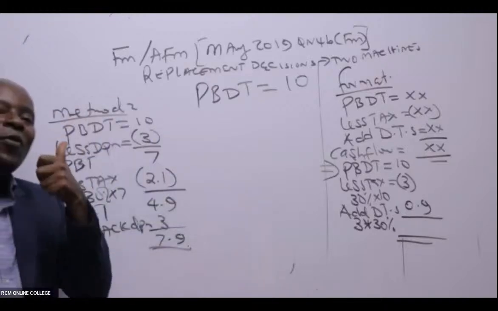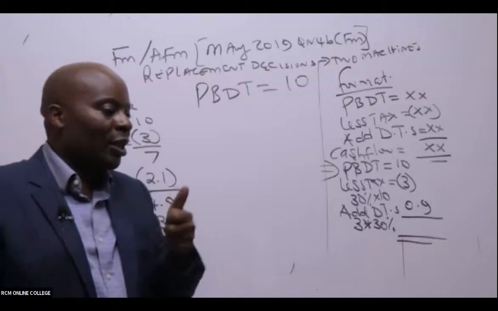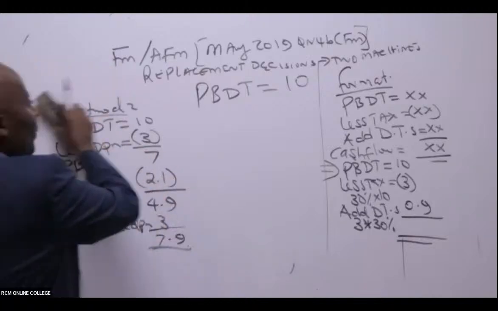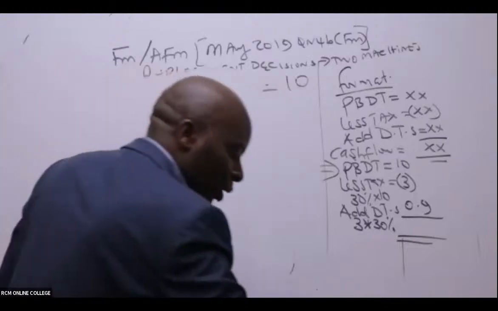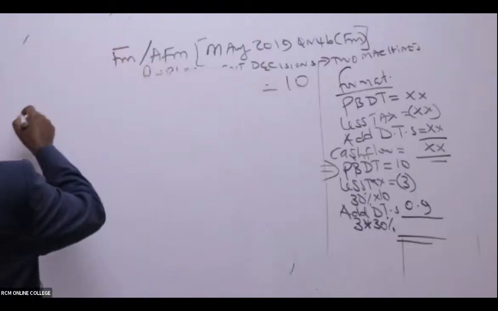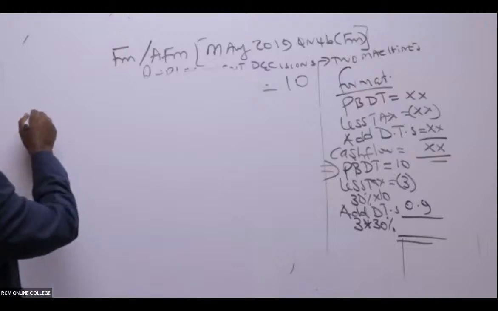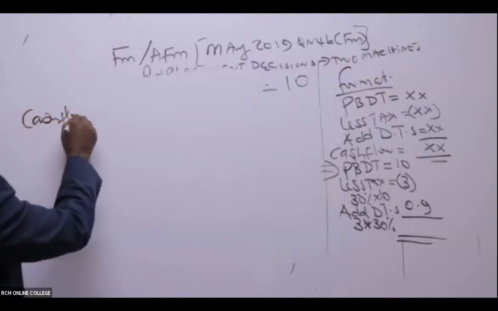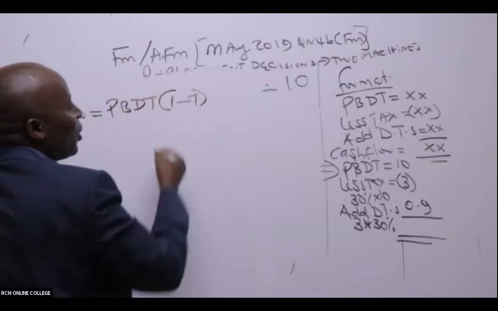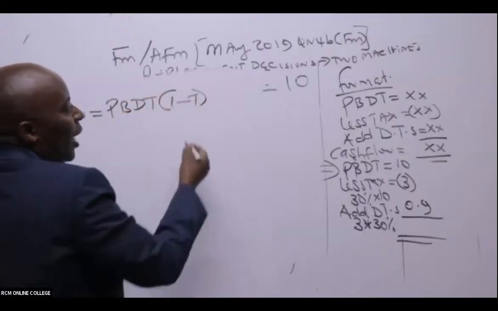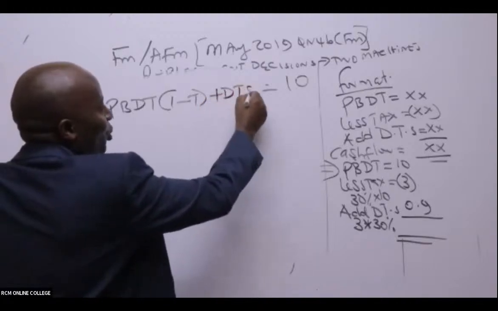But a very good ninja, the very best of them all, will come and handle this question this way. They'll tell you that operational cash flow equals profit before depreciation and tax, less tax, and then you add the depreciation tax shield.